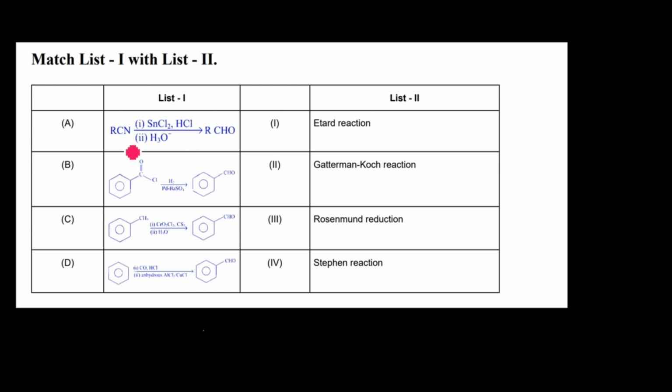Match list 1 with list 2. RCN, SnCl2, HCl forms aldehyde. What is this reaction? It's a very straightforward question. If you know the name and the reaction, then you can answer it very well, or else just skip this question. SnCl2, while teaching aldehyde, I told you, start with Sn, so Stephen, right? And Pd with BaSO4, none other than Rosenmund. Then CrO2Cl2, Etard reaction, and this one is Gattermann-Koch. So very straightforward question based on the named reactions.